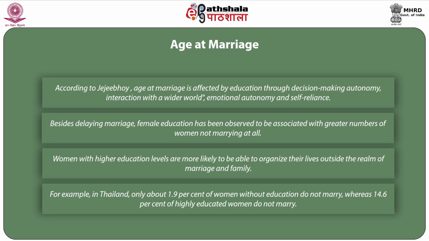According to Jejeebhoy, age at marriage is affected by education through decision-making autonomy, interaction with a wider world, emotional autonomy and self-reliance. Besides delaying marriage, female education has been observed to be associated with greater numbers of women not marrying at all. Women with higher education levels are more likely to be able to organize their lives outside the realm of marriage and family. For example, in Thailand, only about 1.9% of women without education do not marry, whereas 14.6% of highly educated women do not marry.